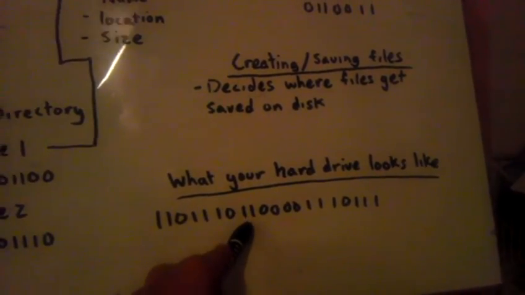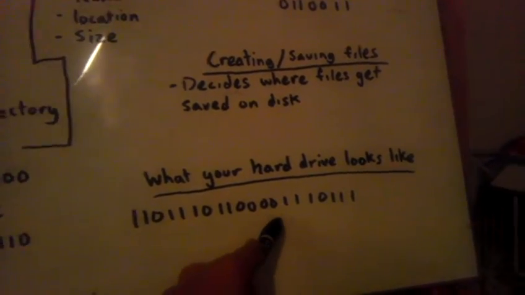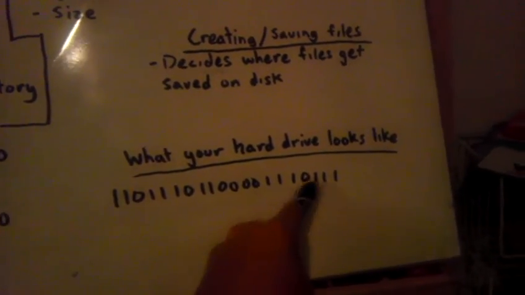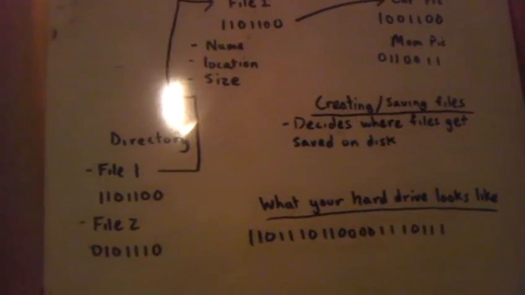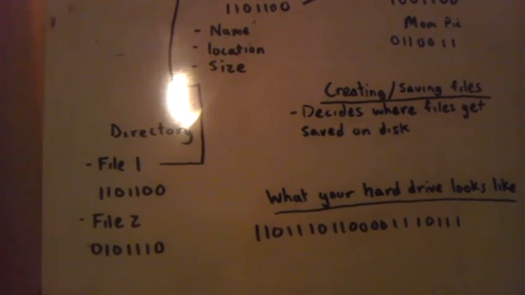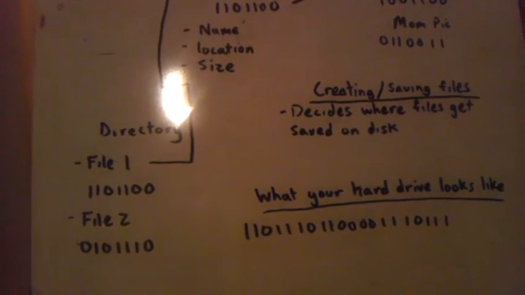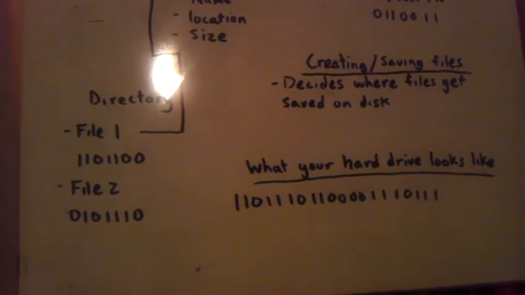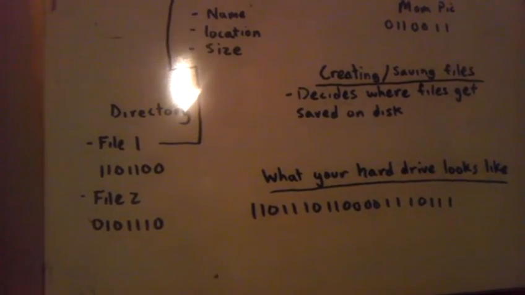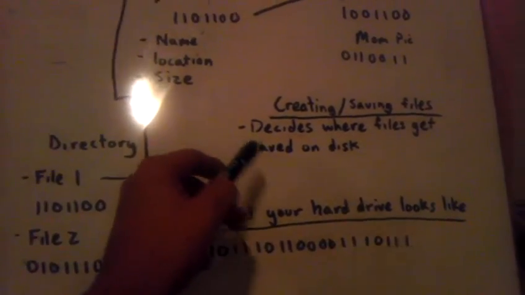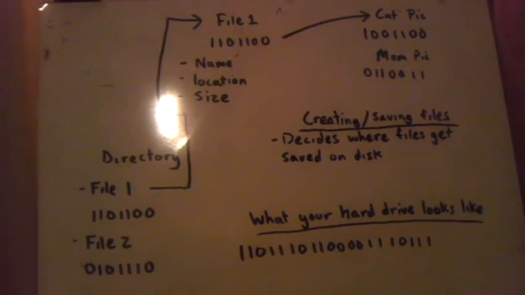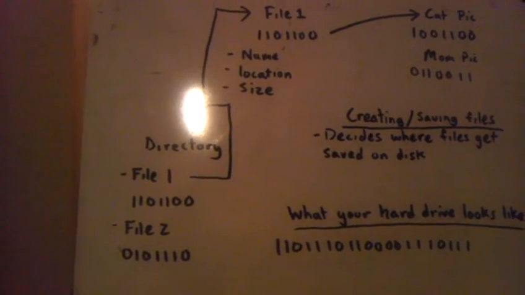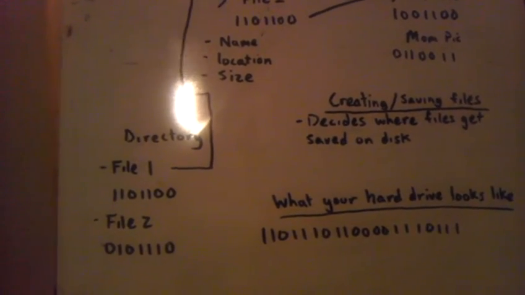from here to here is one part of the cat picture. Then you may skip, and from here to here may be a mom picture, one piece of it, and then from here to here may be another piece of the cat picture. Things on your hard drive are not stored all in order. Contiguously would be the word for that. They're actually placed sort of wherever there's space on the disk, and that's one of the functions of your file system.